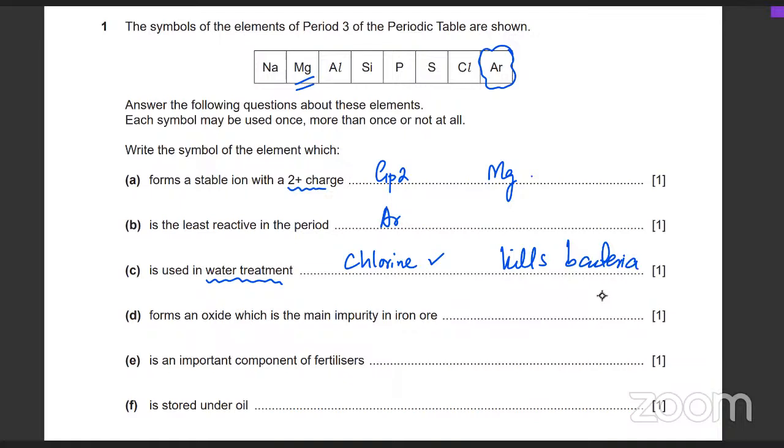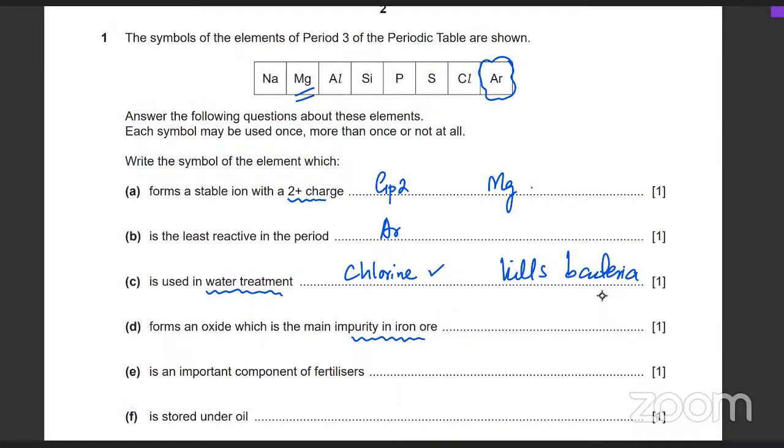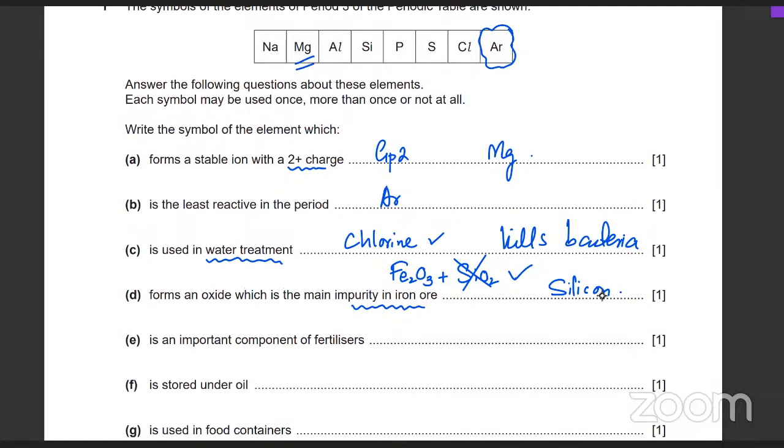Then you have forms an oxide, which is the main impurity in iron ore. So iron ore के अंदर ना you've got hematite, which is Fe2O3, and there is impurity which is silica sand. ठीक है, blast furnace के अंदर you extract it, you try to remove SiO2. So silicon का जो oxide है, that's the main impurity.